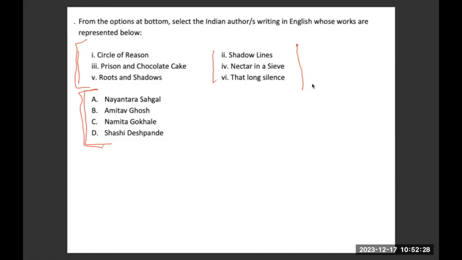I'll just give you the answer here. The answer is A, B, and D in this case. Nayantara Sehgal, Amitav Ghosh, and Shashi Deshpande. They are the authors of these works. But please read about them. That's all I'm asking. Okay, I'm going to the next one. I hope everybody has noted or have taken a screenshot of this.